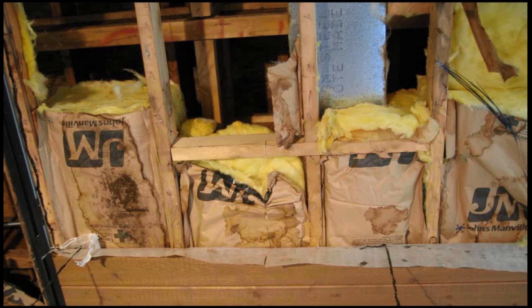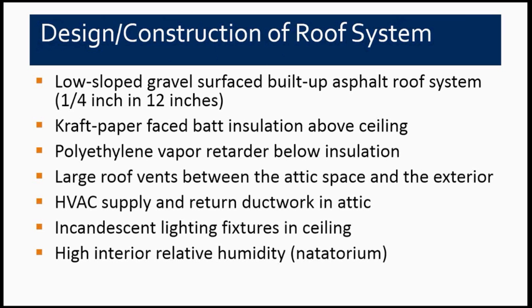We had the polyethylene, and we had the kraft paper on there. You can see by the stain of the kraft paper that there was a lot of water that was accumulated on the polyethylene, and then it flowed through the joints in the polyethylene and into the interior. The basic design of this system was a low-slope roof system, 1/4 inch in 12.